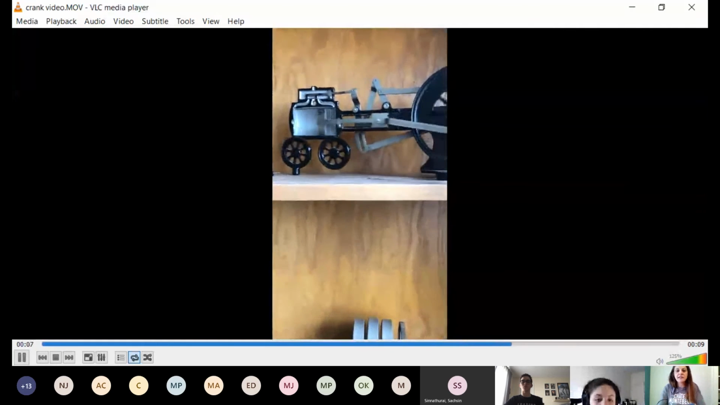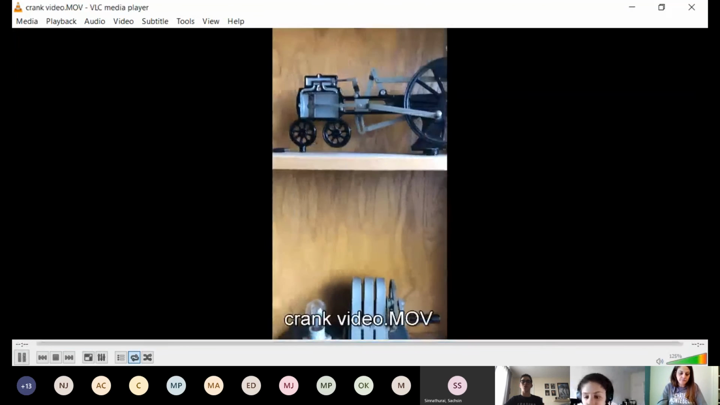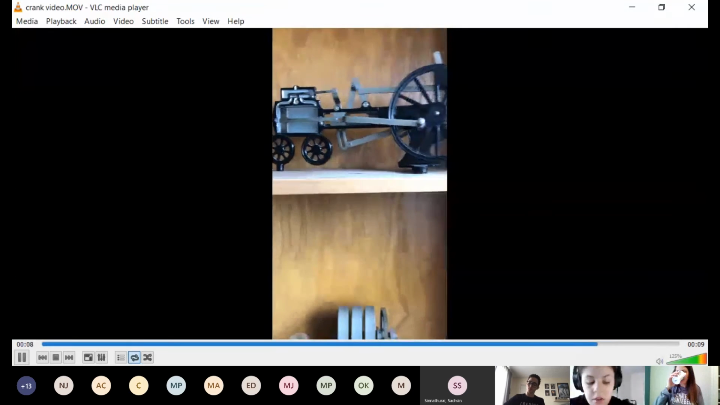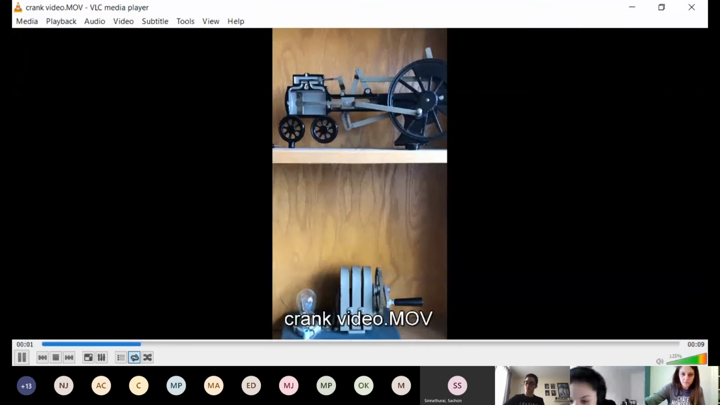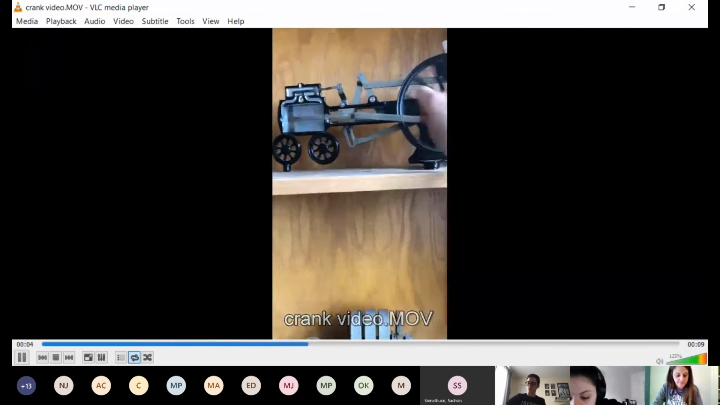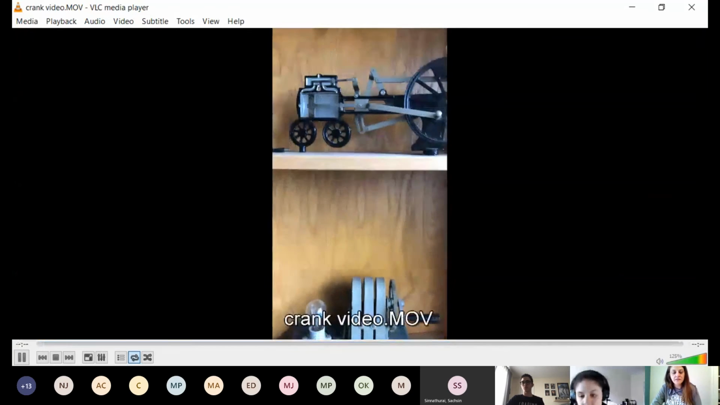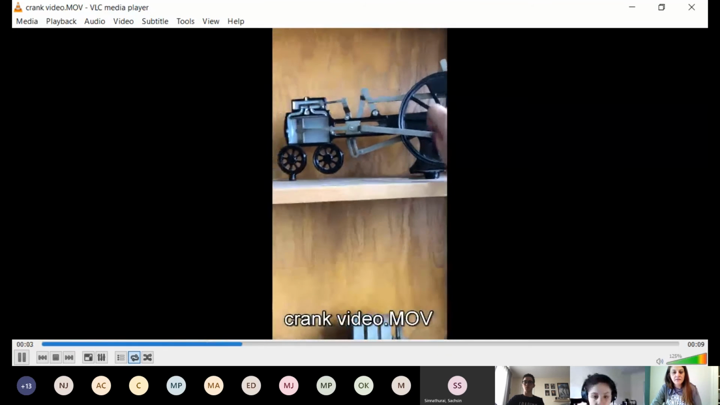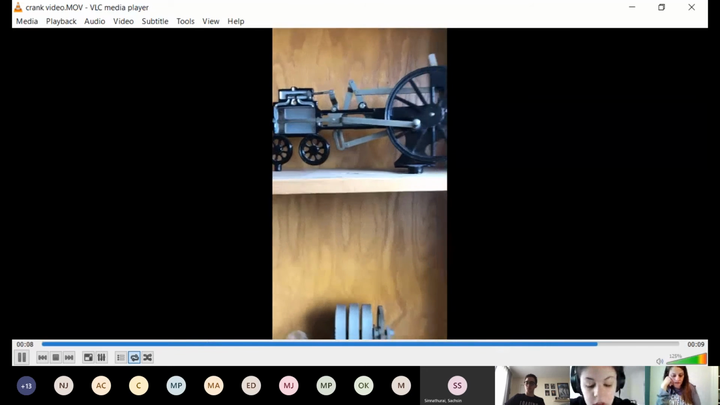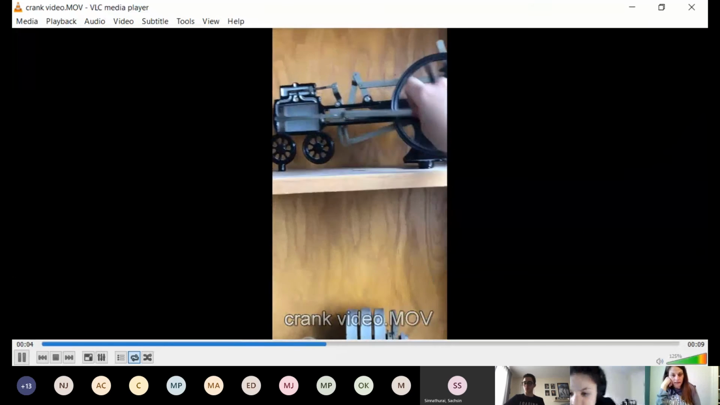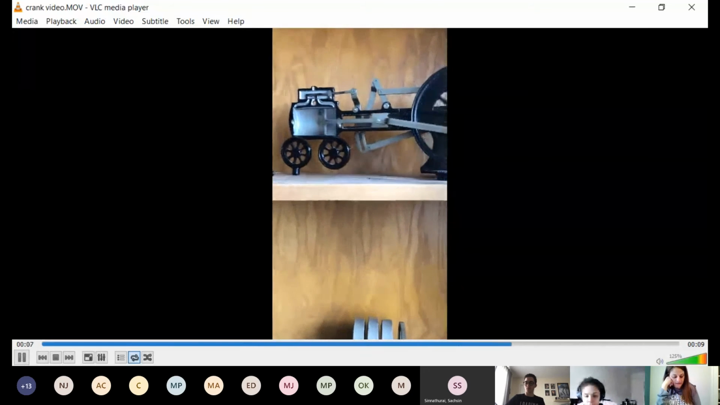Okay, so transmission or transformation? Yes, transformation. And what would that be called? What is the system called? You have it on page 100. No, it's not a cam. Connecting rod and crank. Yes, connecting rod and crank.